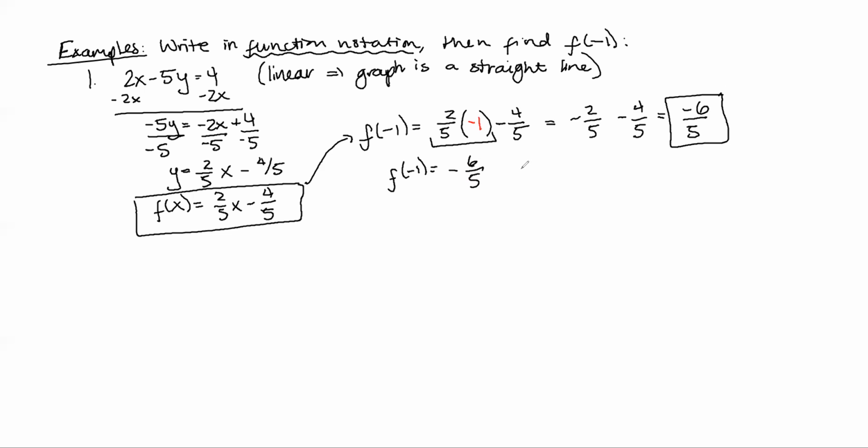This just means that the point -1, -6/5 is on the line. It's on the line, or the graph of the line that we were given.